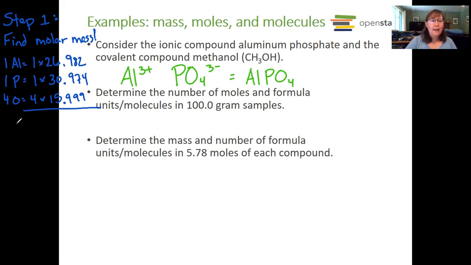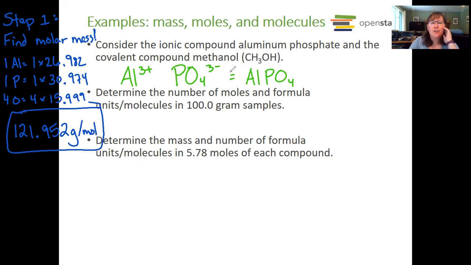What I get here for my molar mass for aluminum phosphate is 121.952 grams per mole. Always going to be that step 1 for pretty much every problem. Now it says determine the number of moles and formula units or molecules in a 100-gram sample. So let's start with the number of moles in our sample. We have 100 grams times, now remember we're converting from grams to moles, so we need to cancel out our grams, and grams need to go on the bottom.